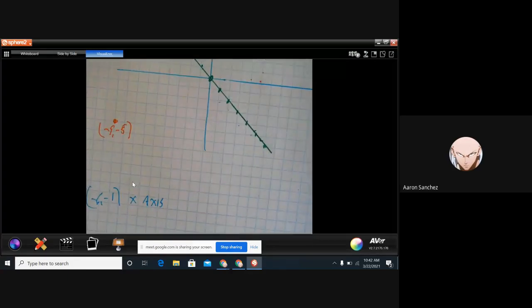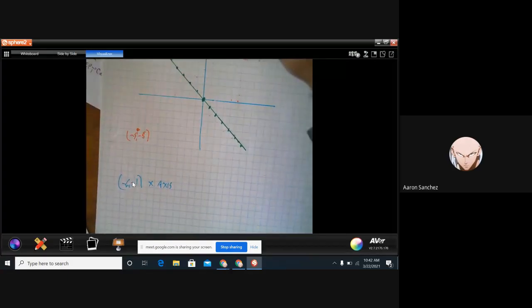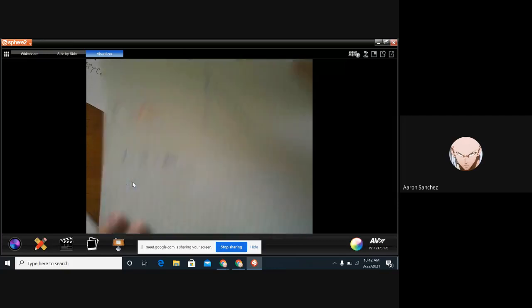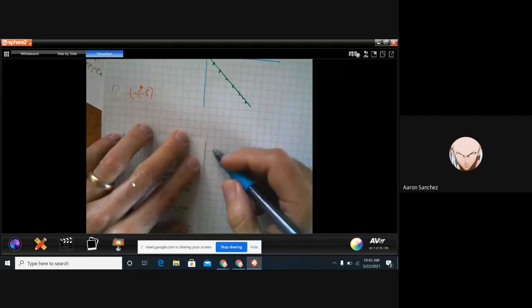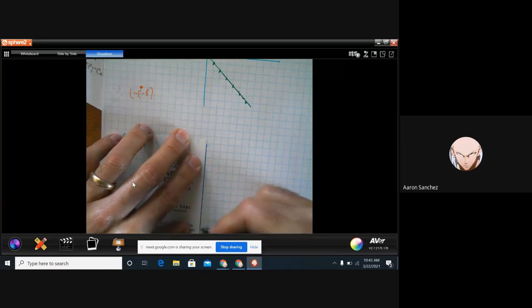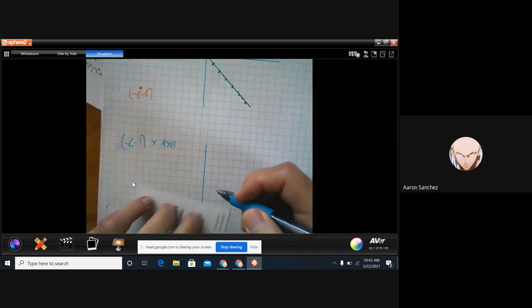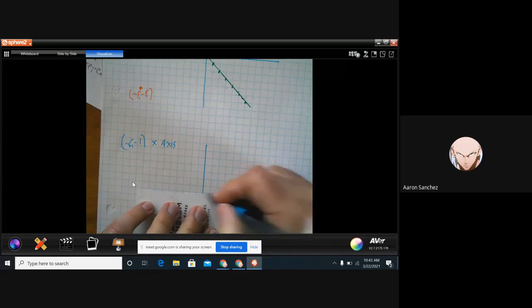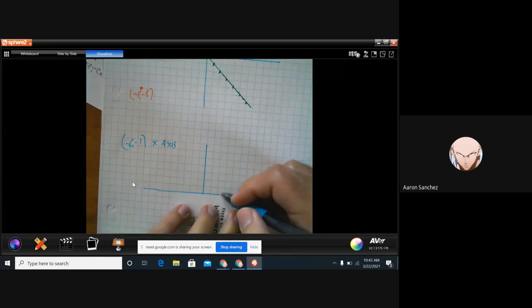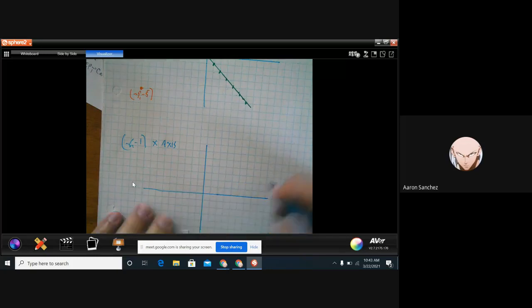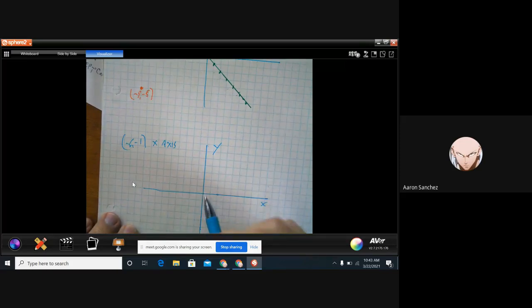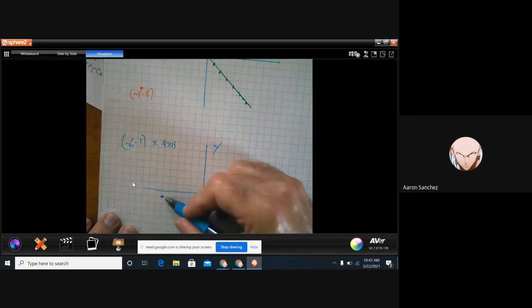Okay, let me zoom it out. Or draw the x and y-axis. So let's go like this, and let's draw here. Here's the x-axis, here's the y-axis. So let's do negative 6, negative 1. Okay, so my point, 1, 2, 3, 4, 5, 6, -1. So this is my x-axis, so I'm reflecting it across this. So this is my mirror.